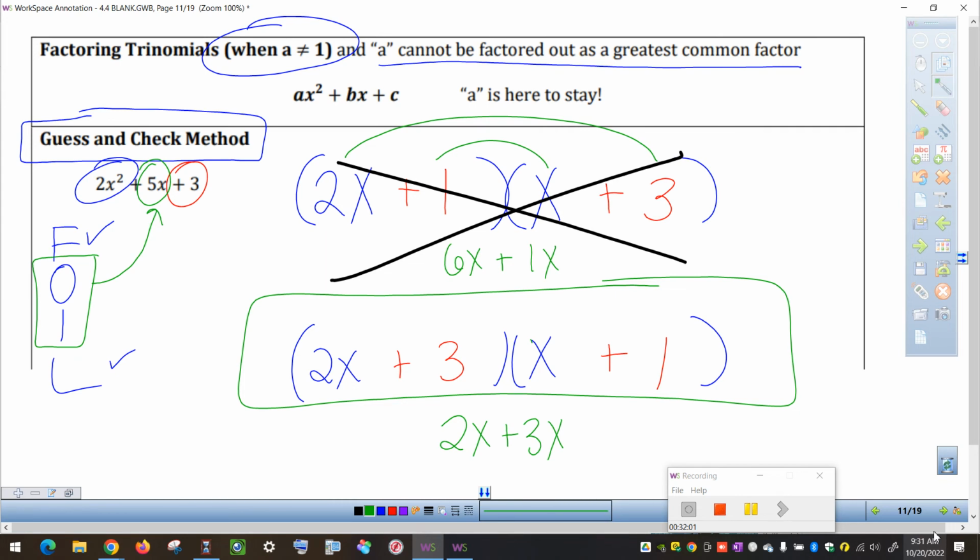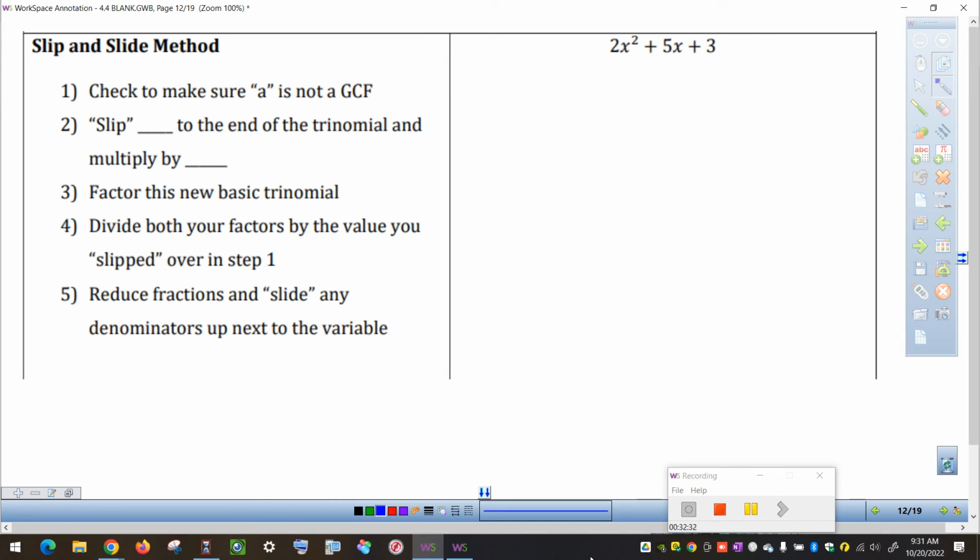Well, let me give you another method. Let me show you another idea that's going to help save you some time. I don't mind guess and check when the numbers are small and there's not many things to check. But if the numbers get a little larger, I like another method instead. And so I want to teach that to you now. It's very fun. It's very easy. It is called the slip and slide method.